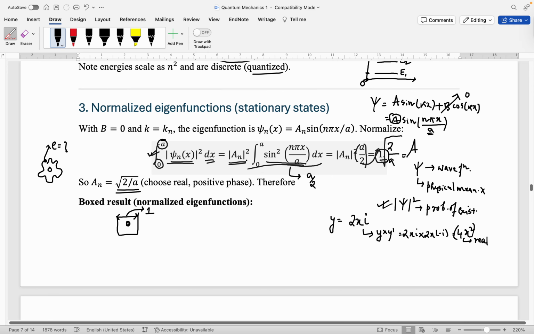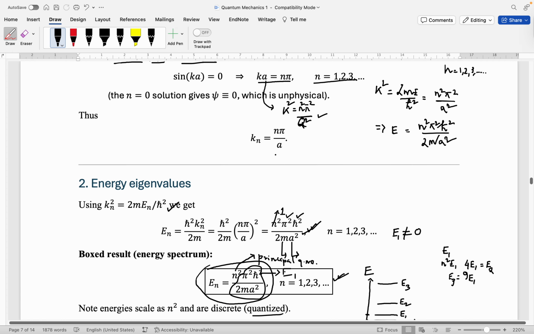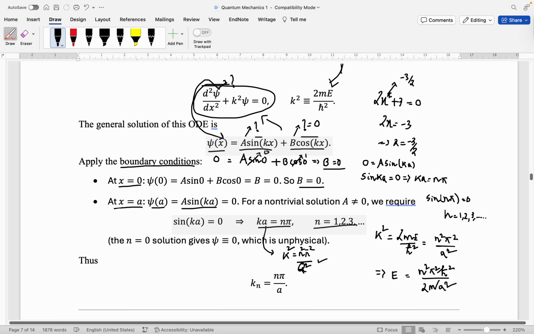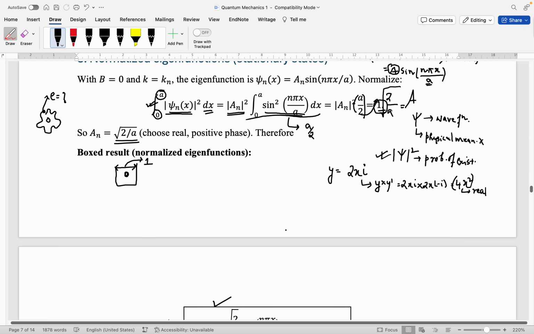So if we integrate this, this psi n was nothing but a n sine square n pi x by a, because if you recall this is sine kx, and what was my k? k is equal to n pi divided by a. So what we do is, in place of k we put n pi by a, x stays here. So a n square comes outside, integral 0 to a sine square n pi x divided by a into dx.